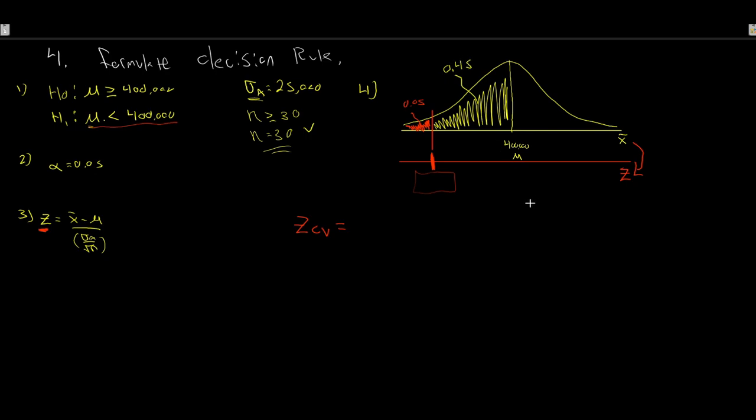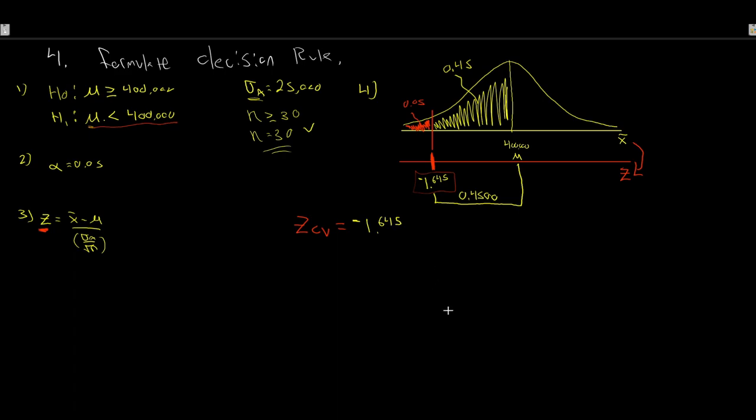So I'm going to go to my stats table and find which z value has a probability between that value and my mean of 0.4500, or at least which one is closest, right? It's not always going to be exact. If you look that up in your table, you'll find that it splits right between 1.64 and 1.65. So we can say this is negative 1.645. So there we go, my z critical value, negative 1.645.